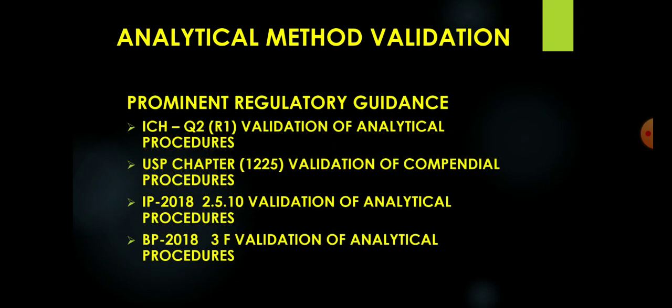To do any analytical method validation, we need to have some regulatory guidance. So these are the prominent regulatory guidance which are available. First one is ICH Q2R1, validation of analytical procedure. USP chapter 1225, validation of compendial procedures. IP 2018, chapter number 2.5.10, validation of analytical procedures. From BP 2018, it is 3F, validation of analytical procedures.